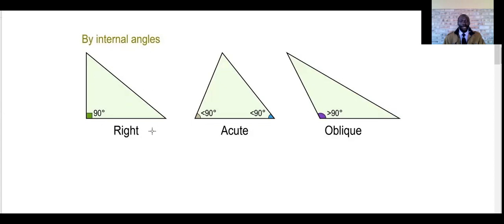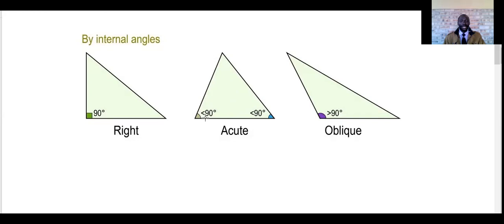Now, the first one is called the right-angled triangle. In a right-angled triangle, one of the angles is 90 degrees. Normally, it's indicated with a small box, a small square, as you can see here. That means 90 degrees. And any triangle where one angle is 90 degrees is called a right-angled triangle. Then there is this other one here, which is called an acute-angled triangle. Now, for an acute-angled triangle, all the angles inside are less than 90 degrees, okay?